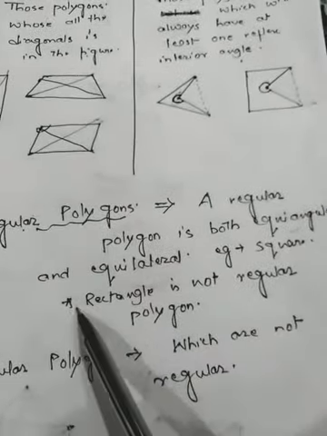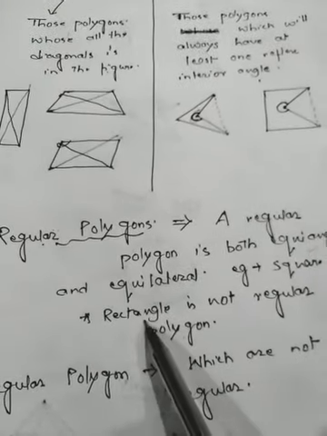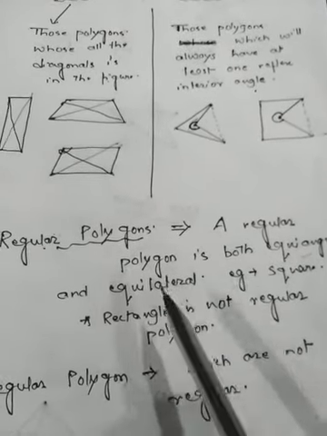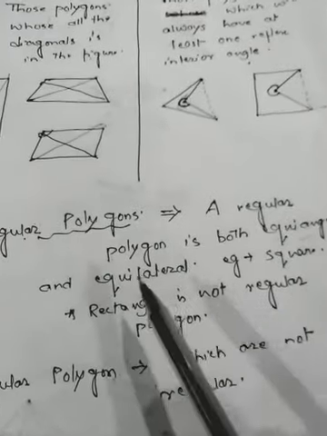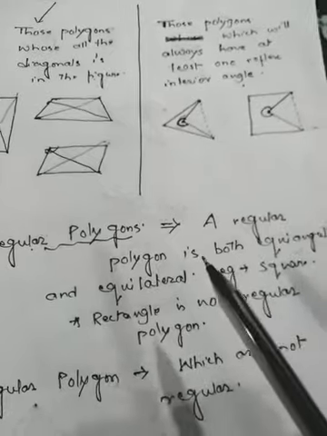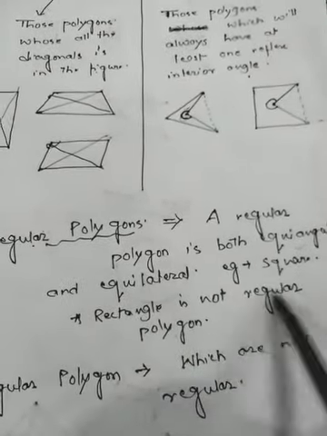See, I have given one star marking out here. A rectangle is not a regular polygon. Why is a rectangle not a regular polygon? Because it is equiangular, no doubt, as all the angles are 90 degrees, but it is not equilateral because all the sides are not equal. Only opposite sides are equal, and that is the reason why a rectangle will not be considered a regular polygon.